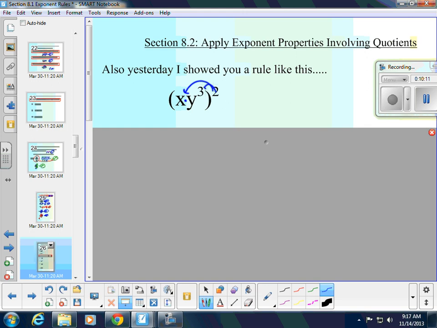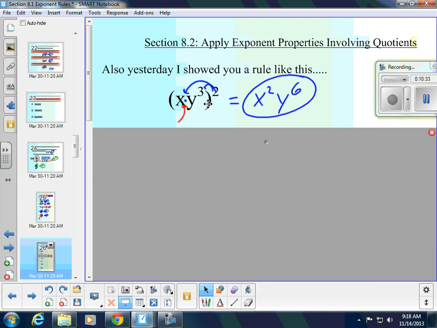So what's going to happen? Well, x will just become x squared when I apply that power. And y to the third to the second power is a power to a power. That's the second rule we learned in the first section. So that'd be y to the 6th. But if I have things that are multiplied together inside of parentheses and they're to a power, I can just apply that power to each of them separately, correct?